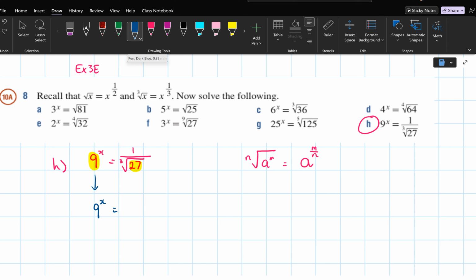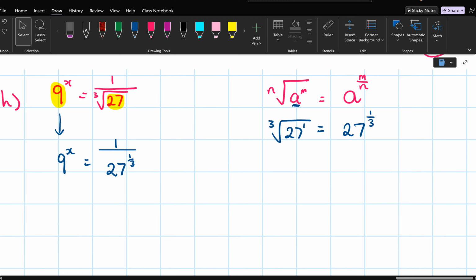Third root of 27: currently 27 is the a, and the power of 27 is clearly 1, so m is 1. So if I write it out, it's actually following the rule, 27 to the power of 1 on 3. That means I can rewrite the right-hand side as 1 over 27 to the power of 1 on 3.